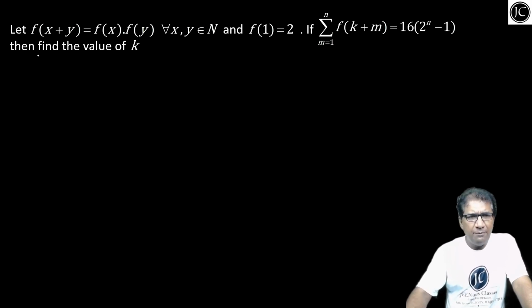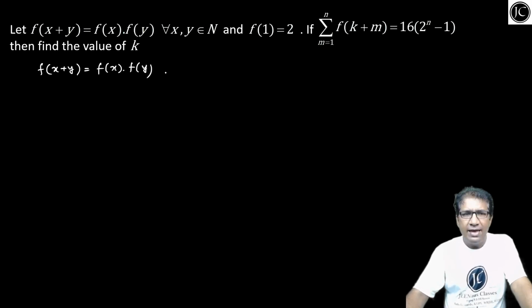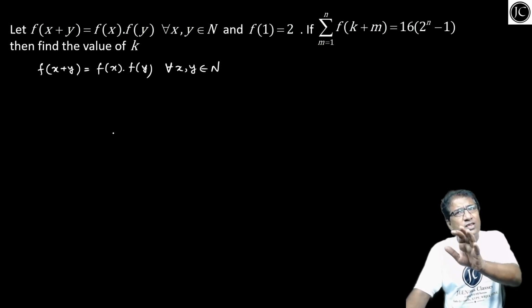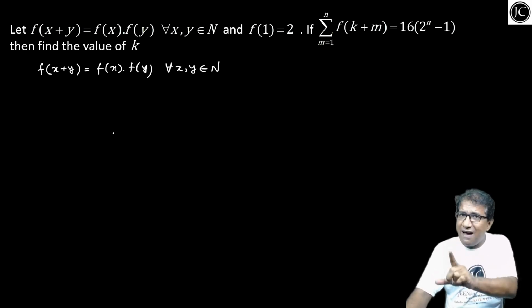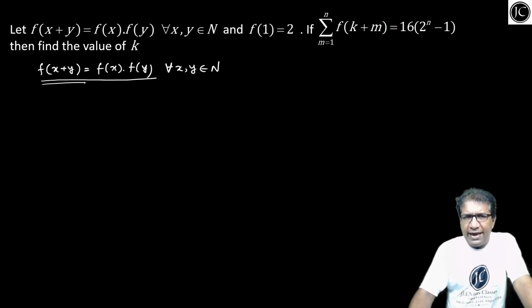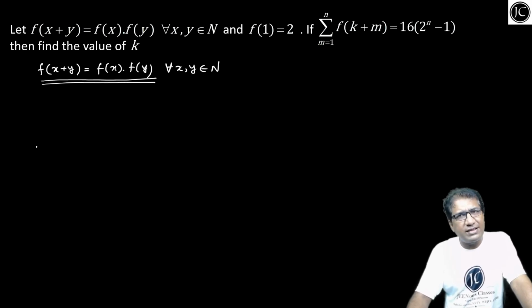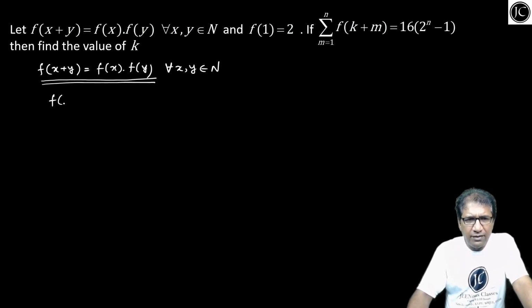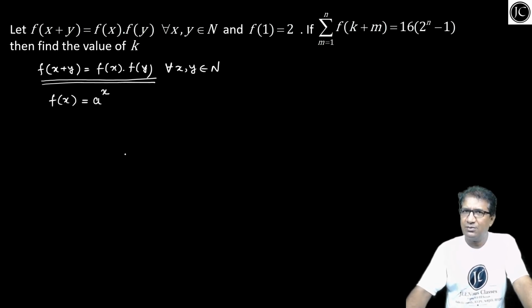देखो बच्चों, ये सम क्या दिया है? यहां पर बोल दिया है f of x plus y is fx into fy. And this functional equation is true for all x, y belongs to natural number N. मतलब यहां पर x और y की जगह में any natural value you can put. अभी from the standard functional equation what we can say, f of x plus y equals to fx into fy. मतलब क्या हुआ? fx is coming to a to the power x, right?